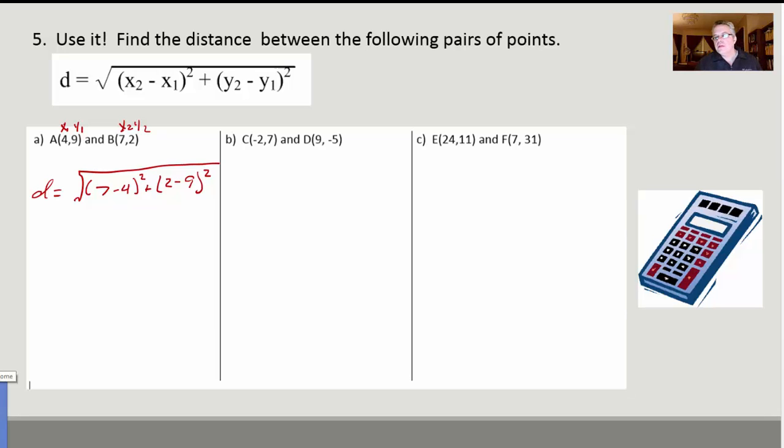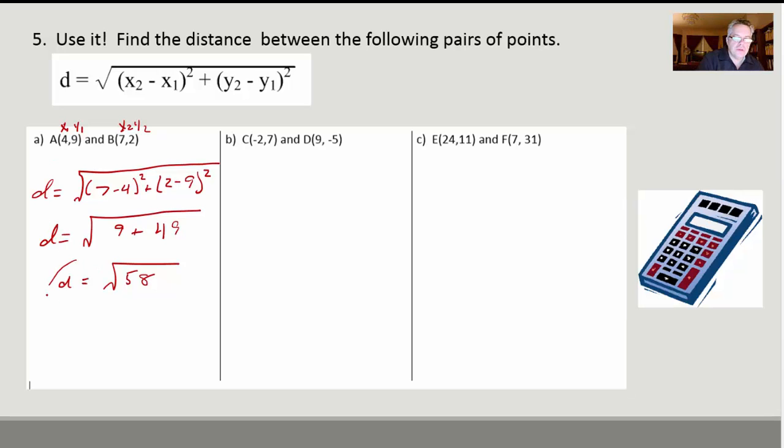Now, a little secret in how to evaluate this. I would figure out what the inside is first. You can put the inside into your calculator and then take the square root after you've simplified it. I'm going to do it a little bit step by step. 7 minus 4 is 3, squared is 9. 2 minus 9 is negative 7, and if you square that, you get positive 49. So if you figured out the inside, you just get the square root of 58. All right, I don't think 58 simplifies. So that's the distance between those 2 points.